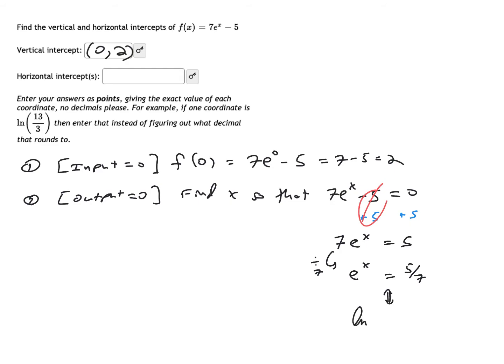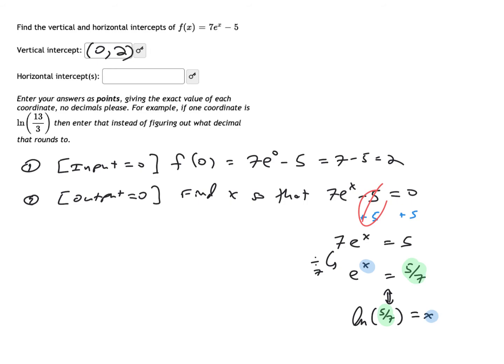Remember that the base e logarithm is ln. So an exponential equation with base e is going to be equivalent to a logarithmic equation using base e, which is the ln, and the input and outputs here are going to swap. So the value of 5/7 was the output for the exponential equation. That's the input for the log equation, and the x was the input into the exponential equation, and so that's the output from the logarithmic equation.